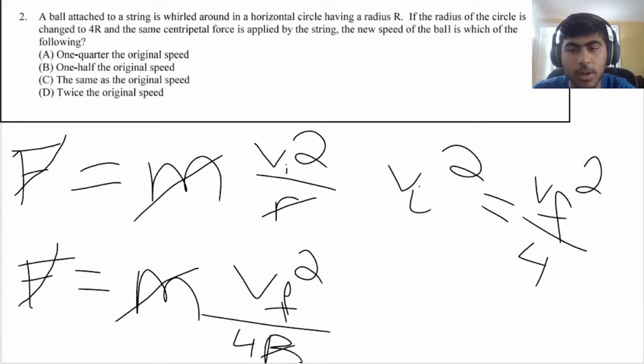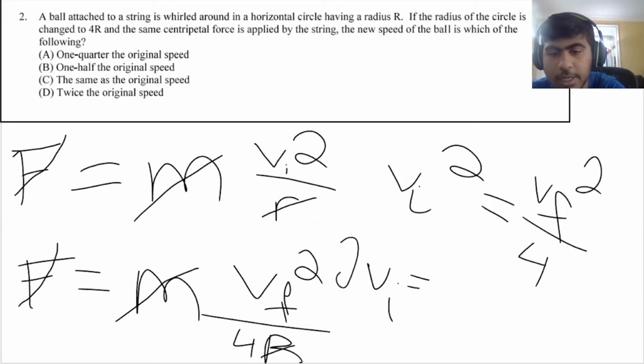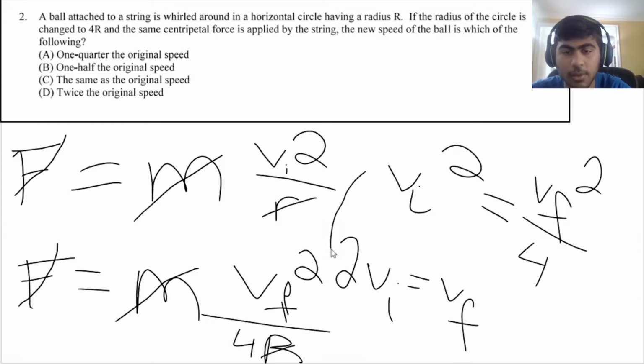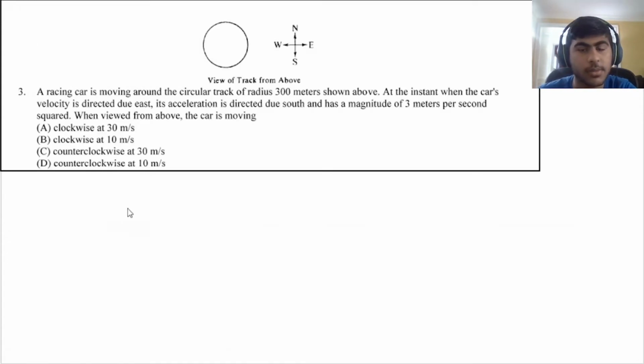Right, now we take the square root of both sides. v_i equals, or we can say 2v_i equals v_f, right, if we carry that forward on the other side. The 2v_i equals v_f. So the final velocity is twice that of the initial velocity, twice the original speed, and that's answer choice D. All right, let's get on to our next question. All right, a racing car is moving around the circular track of radius 300 meters shown above.